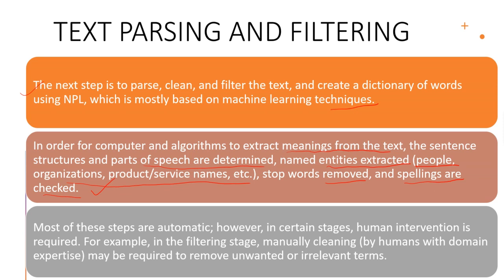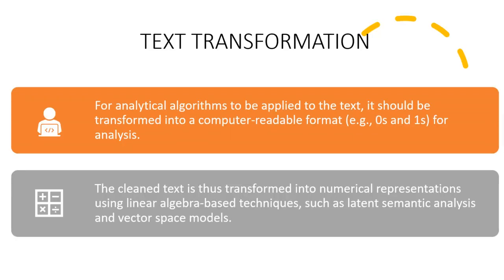Most of the steps are identified. They are able to identify the different stages automatically. Human intervention is required, for example, in the filtering stage, where manual cleaning by a human with domain expertise is required. Otherwise, it is not possible to remove the unwanted data and extract only meaningful information from the text.